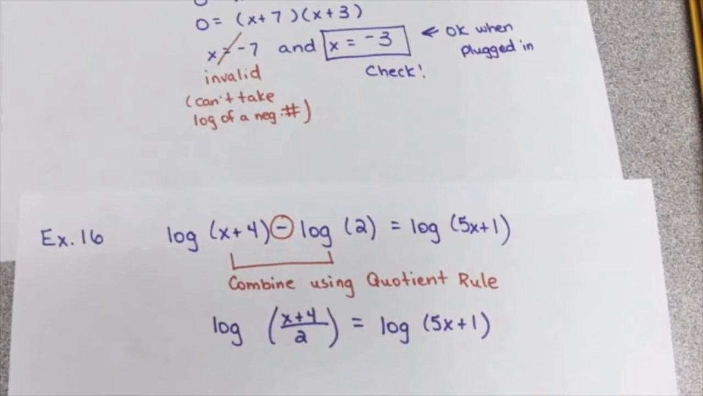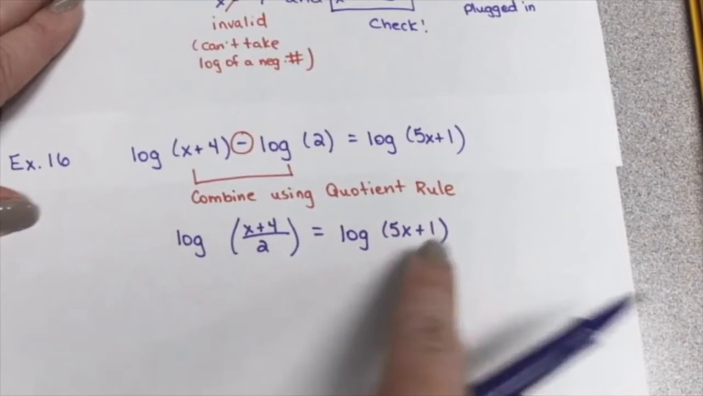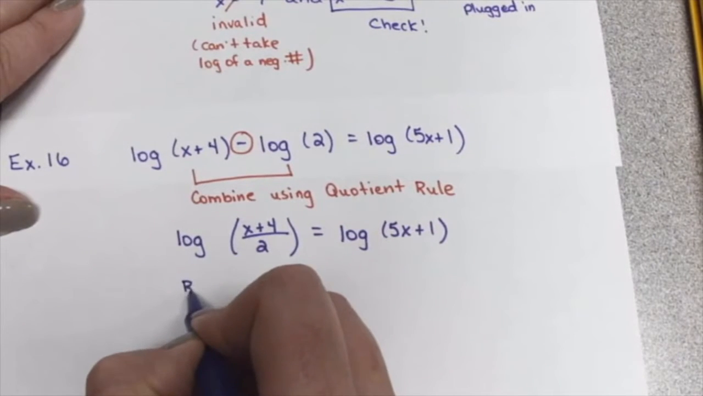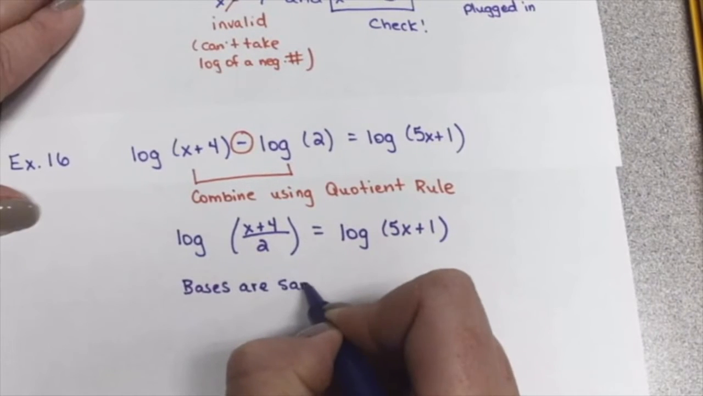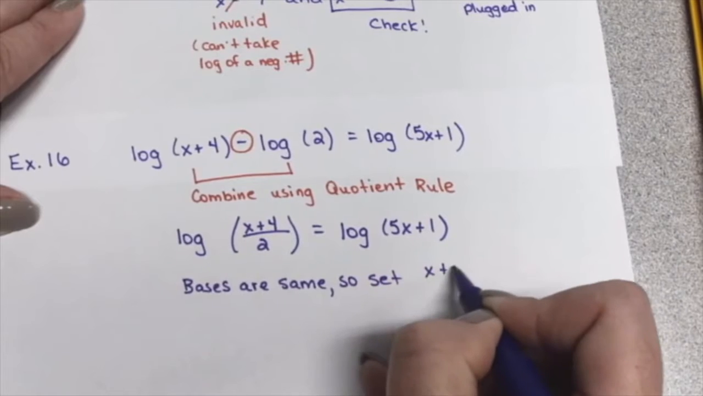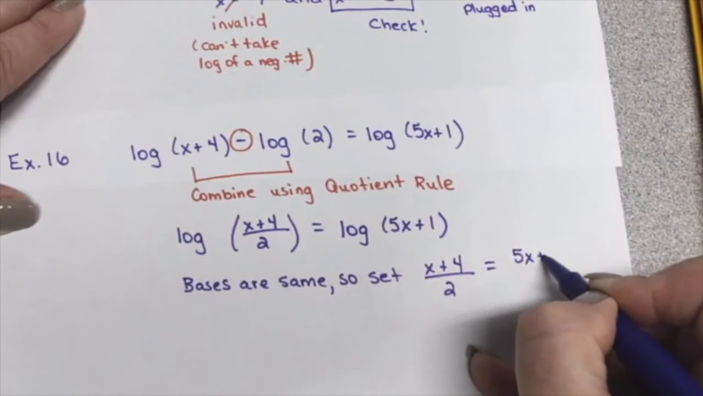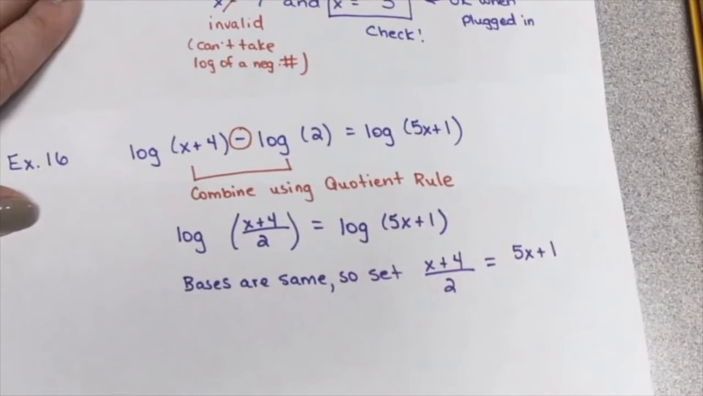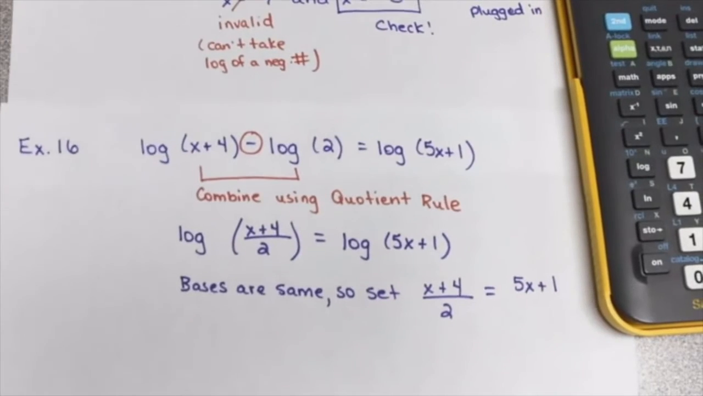So notice this one's not like the previous two, not just because we're using the quotient rule, but also because there's a log over here, okay? But notice the bases are already the same. So if the bases are already the same, what can we set equal to each other? The (x plus 4) over 2 must be the same as the 5x plus 1. The point is we wanted it out of log form, and notice we have it out of log form now.